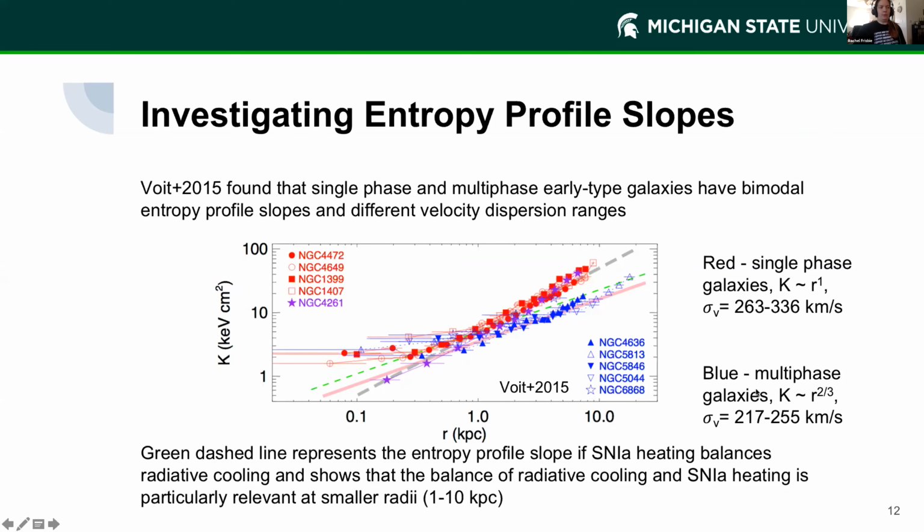So we think to ourselves, why might this be? I'll also point out this green dashed line here, which represents what the entropy profile slope would look like if supernova 1A heating was balancing the radiative cooling. And this indicates something that will be important in a couple slides, which is that the balance of radiative cooling and supernova heating is particularly relevant in the sort of 1 to 10 kiloparsec range.